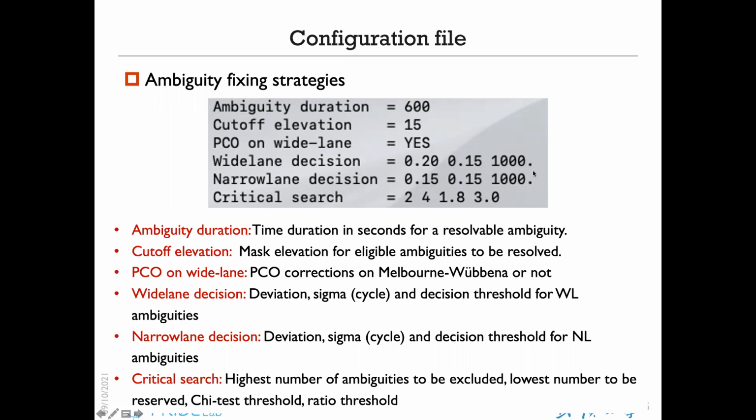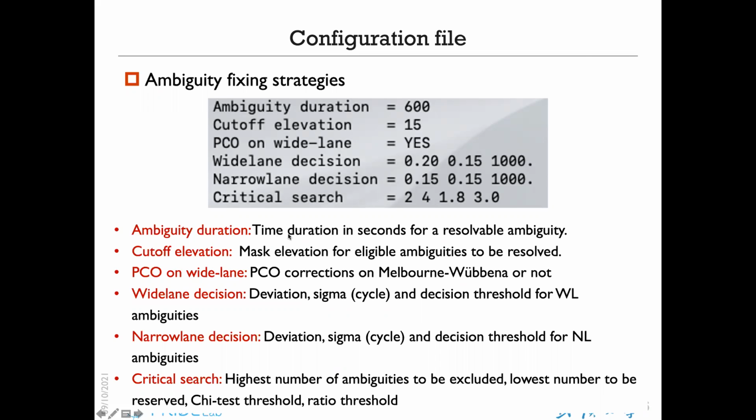And 1,000 means the threshold for you to make a decision whether this ambiguity can be resolved or not. So this is just basic. You don't need to change these values. If you want to change them, you must be very professional in high precision GNSS data processing. So I recommend you to just keep the values here without any changes.